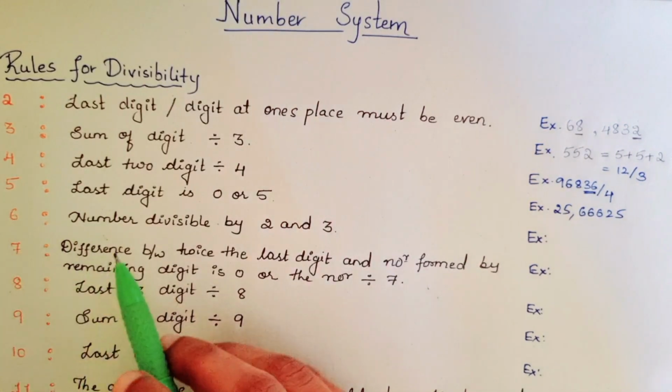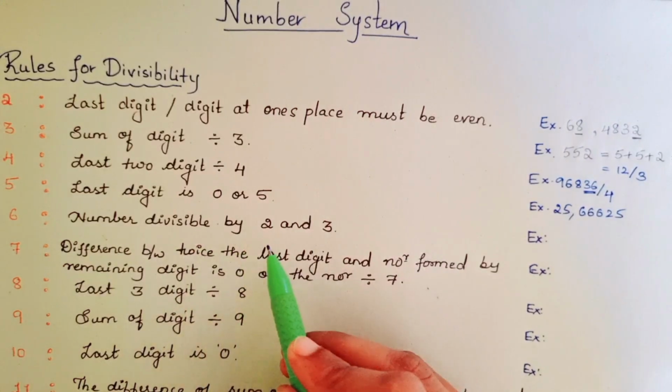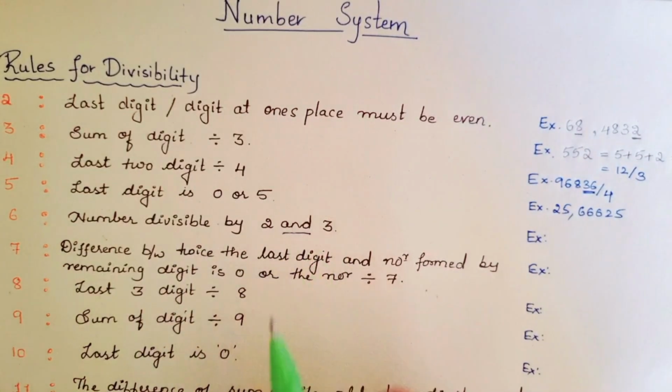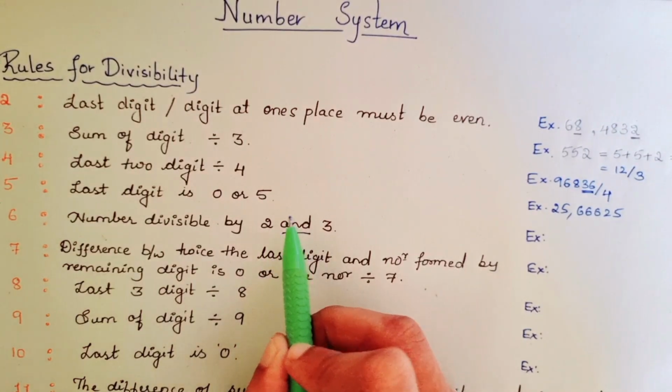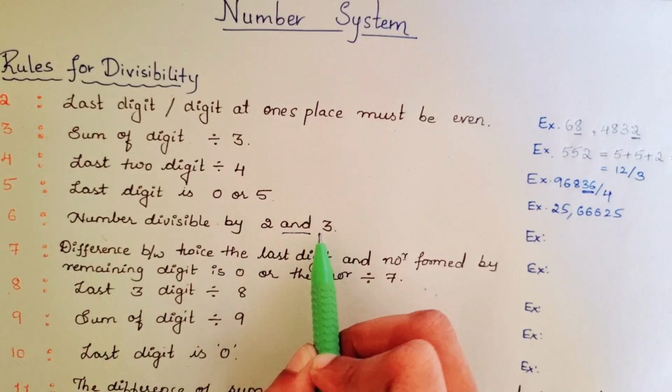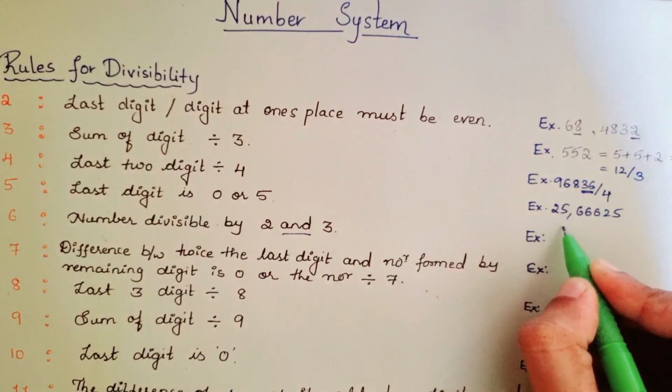Divisibility of 6. The number must be divisible by 2 and 3. That means that particular number must not only be divisible by 2, but it should be divisible by 3 as well. So let us take an example.